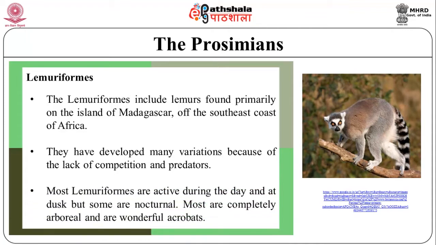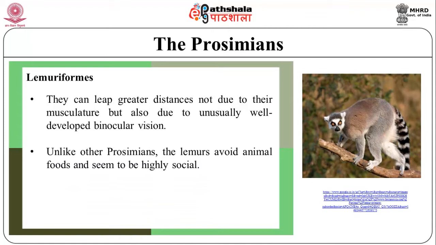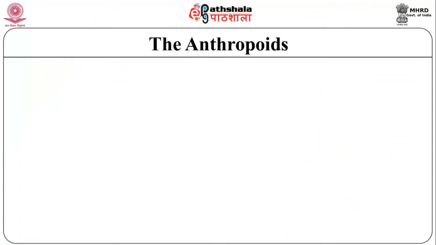Most Lemuriformes are active during the day and at dusk, but some are nocturnal. Most are completely arboreal and are wonderful acrobats. They can leap great distances, and this is due not only to their musculature but also to unusually well-developed binocular vision. Unlike other prosimians, the lemurs avoid animal foods and seem to be highly social. Lemurs live in troops of up to 60 members and sleep cuddled in small groups with their tails wrapped around one another. Now let us see the anthropoids.